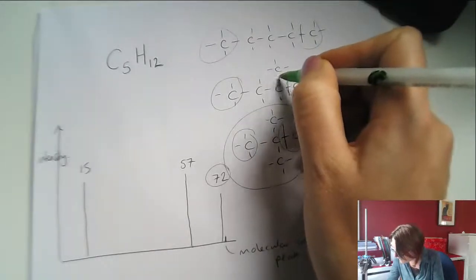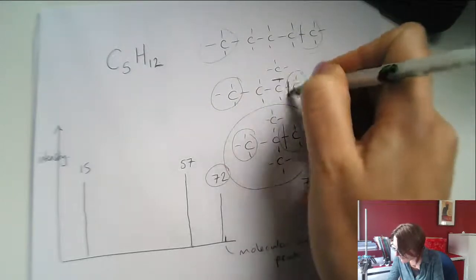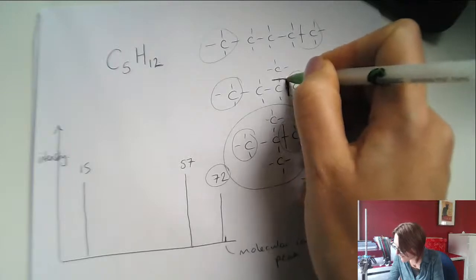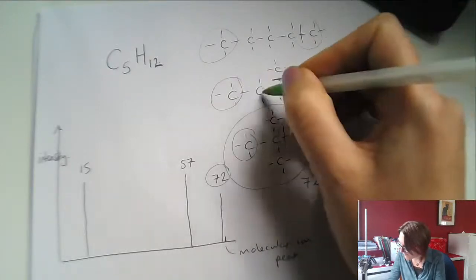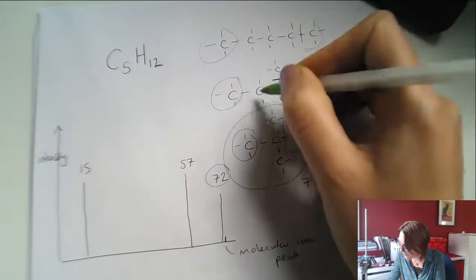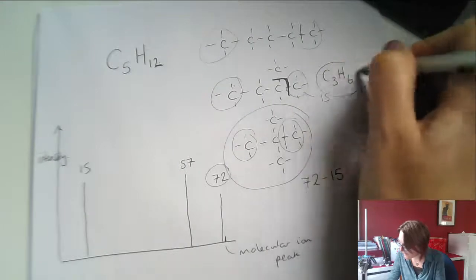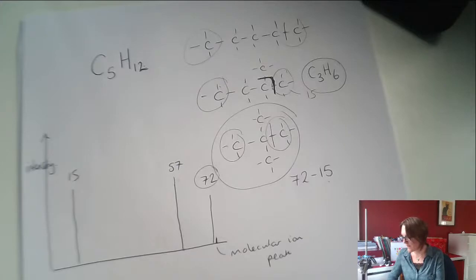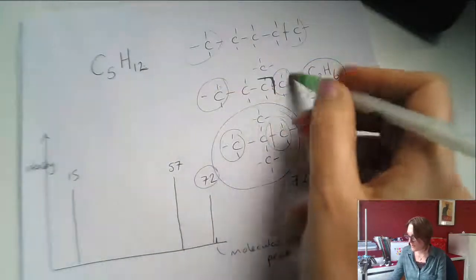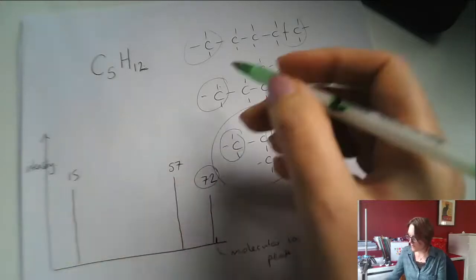With the one up here, I could lose both of those methyl groups and I would get a mass of C3 and then 1, 2, 3, 4, 5, 6, H6. So I could get a fragment that has a mass corresponding to C3H6 from this one in the middle. I can't get that with the top one.